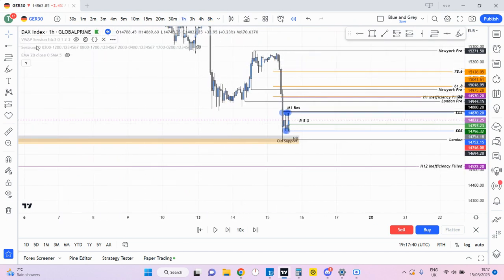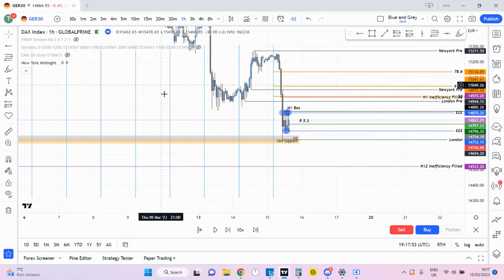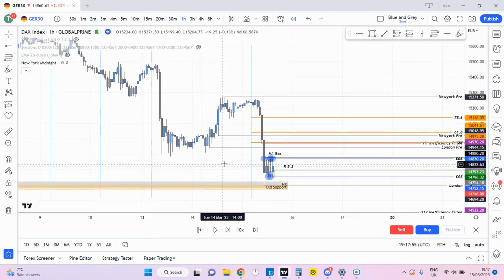Going down to the H1 time frame, let's turn on our... Oh, my New York Midnight's disappeared. One second. There it is. Don't know what happened there. So that's New York Midnight.